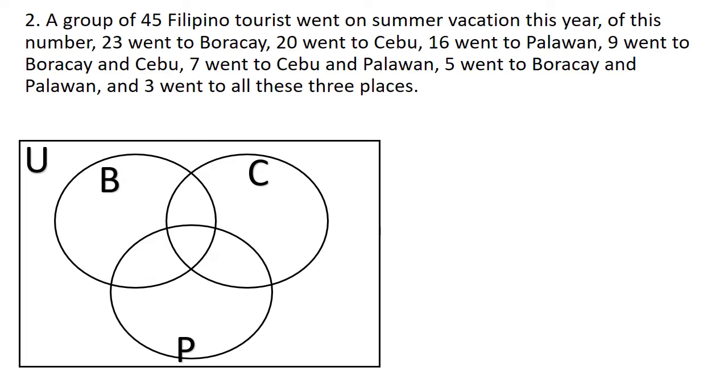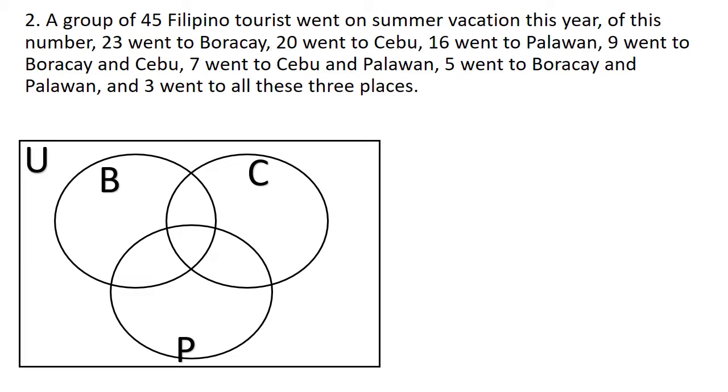Example number 2, a group of Filipino tourists went on summer vacation this year. Of this number, 23 went to Boracay, 20 went to Cebu, 16 went to Palawan, 9 went to Boracay and Cebu, 7 went to Cebu and Palawan, 5 went to Boracay and Palawan, and 3 went to all of these 3 places. So we have here our universal set with 3 overlapping circles, B representing Boracay, C representing Cebu, and P representing Palawan.